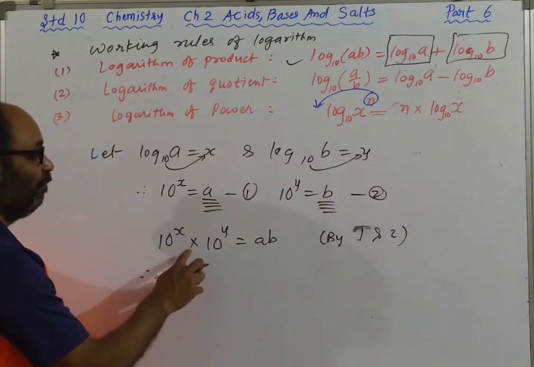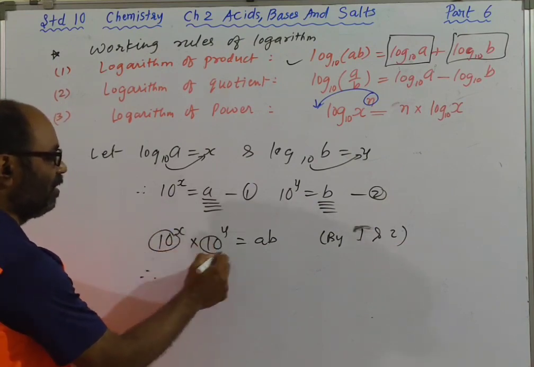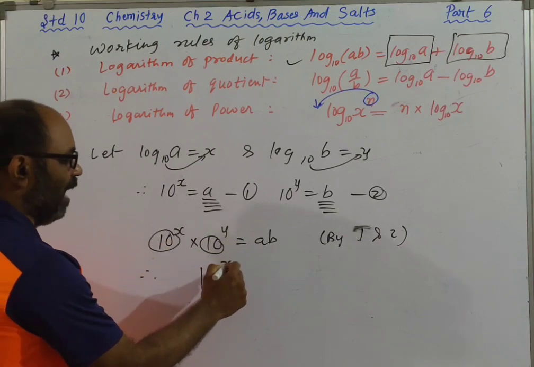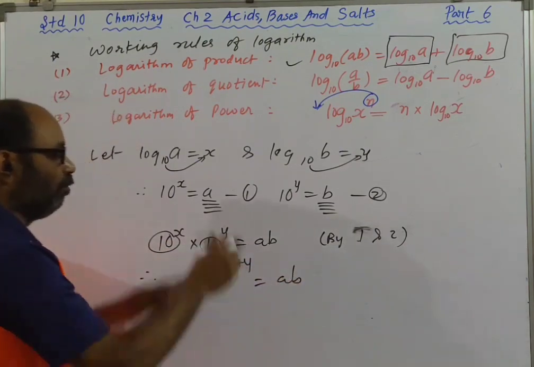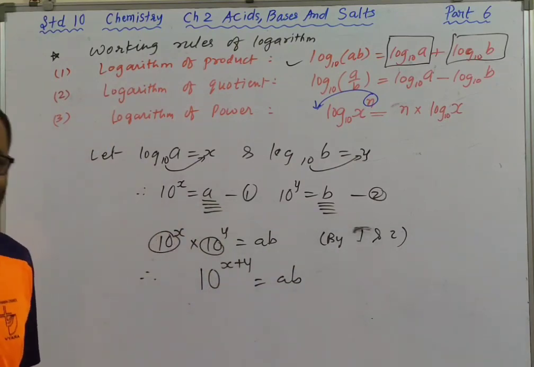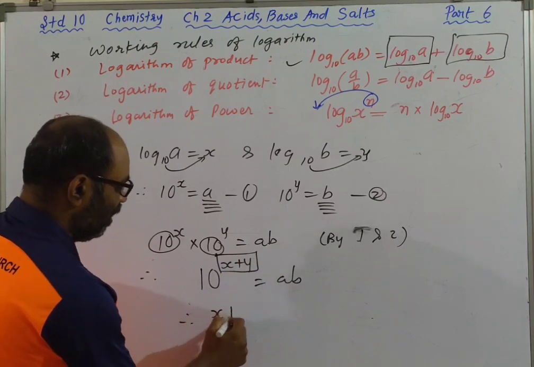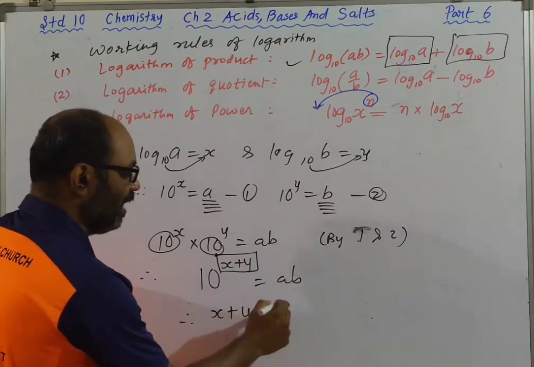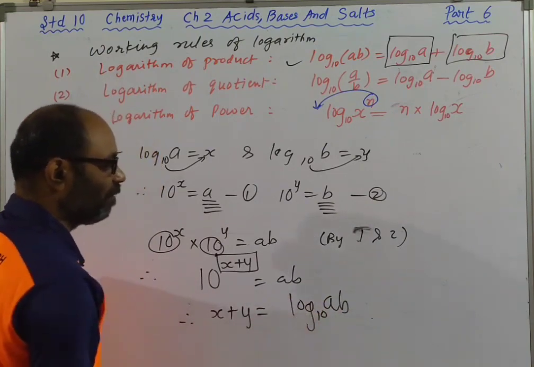Use the working rule of powers. The rule of powers: same base, multiplication of powers, so you will have to add the indices. x plus y is equal to AB. Now convert this exponential form into logarithmic form. What is the index? x plus y. So x plus y is equal to logarithm of AB to the base 10.